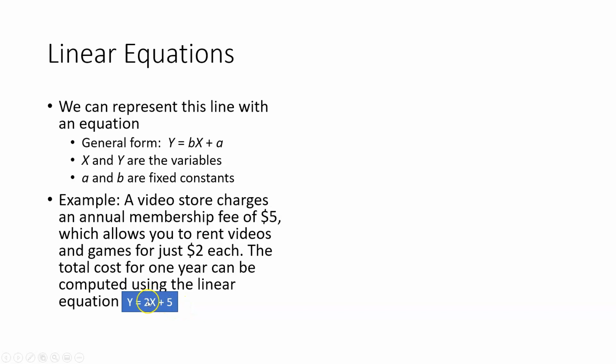Because you would multiply the number of videos you rent each year times 2. And no matter how many videos you rent in the year, you would have to add 5 for the membership fee. So if you rented 0 videos, then you would still pay $5 because 2 times 0 is 0 plus the $5 base fee. That would be if you rented none, you would pay $5. If you rented 1 video, then you would pay 2 times 1 is 2, plus 5 is 7. So you'd pay $7 for the year. So Y represents how much you pay per year. X represents how many videos you rent.